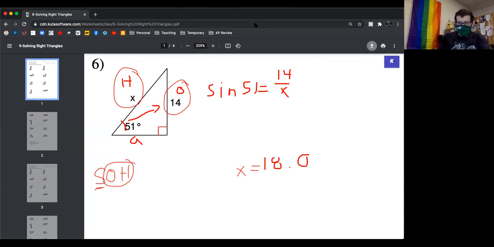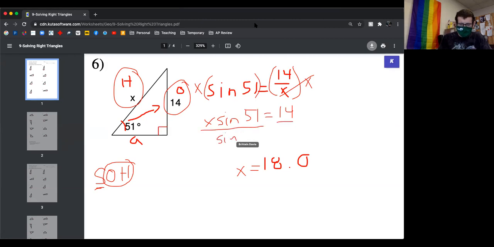All right, so let's figure out what we're doing. We want to get rid of that denominator, so I'm going to multiply both sides by x. And what I get when those cancel out is x times the sine of 51 equals 14. Now I want to get x by itself. I'm going to divide by the sine of 51. Oops, not by 14. Sorry about that. That should be divided by the sine of 51. And now if you plug that into your calculator, let's see if you also get 18.